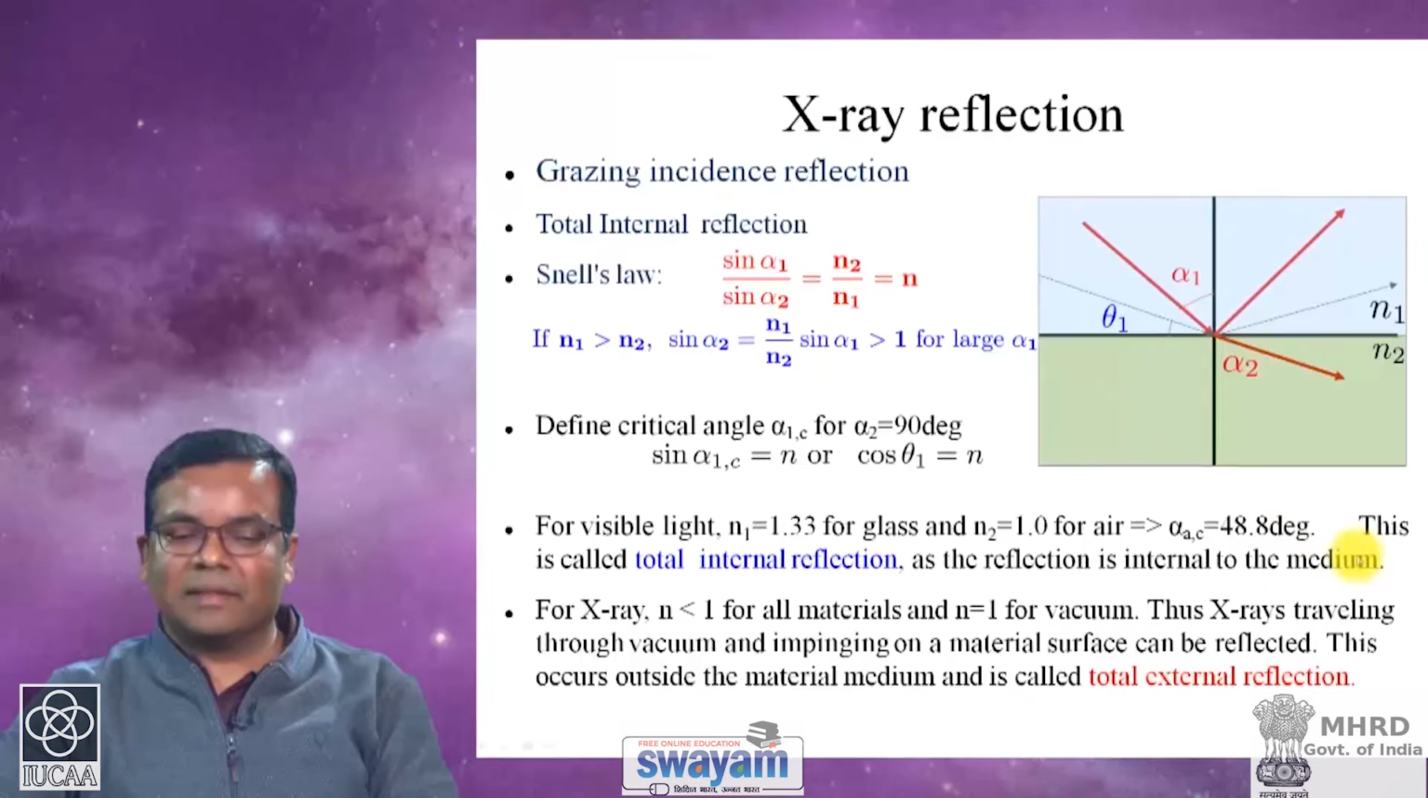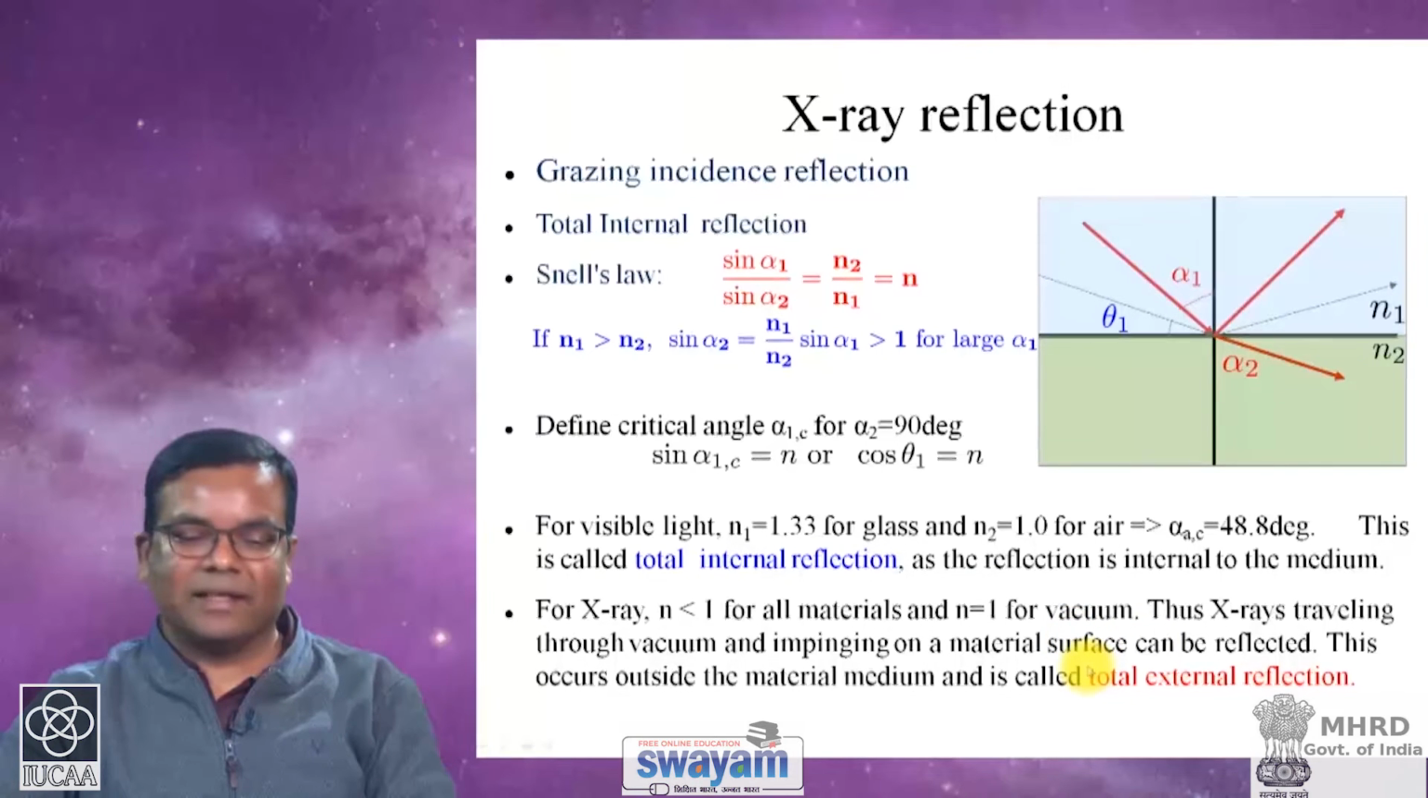This principle is called total internal reflection, as the reflection is internal to the medium. If you consider X-rays, the refractive index is less than 1 for all materials, while it is 1 for vacuum. Thus, X-rays traveling through vacuum and impinging on a material surface can be reflected using this principle, provided the grazing angle theta 1 is very small. In the case of X-ray reflection, this process is called total external reflection, as it occurs outside the material medium.